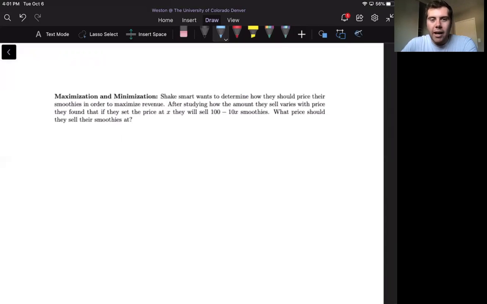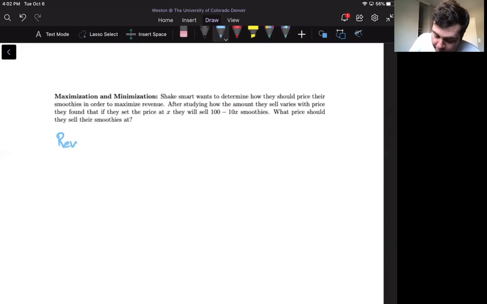Maybe we can think about why that equation makes sense. It says when x is 0, they're going to sell 100 smoothies. So basically there are at most 100 people who even want a smoothie. If they're free, they'll get rid of 100 smoothies, but that's probably not optimal in order to maximize their revenue. And if they price their smoothies at $10, then they sell 100 minus 100 smoothies, so they sell no smoothies at all. There's not one person who's willing to buy a smoothie at $10. So our goal is to figure out what price they should actually put on their smoothies to maximize revenue.